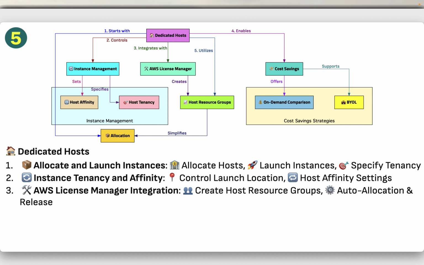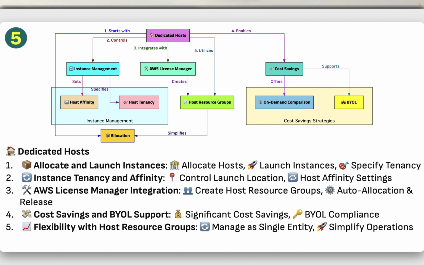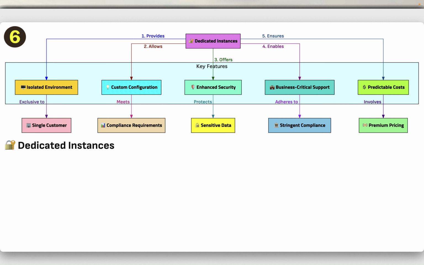So you can use AWS License Manager to create host resource groups for easier management of your dedicated host, which allows for auto allocation and auto release, simplifying the launch process. You can leverage dedicated host for significant cost savings compared to on-demand instances. You can bring your own license for greater cost efficiency and compliance with software licenses. Host resource groups offer flexibility in managing dedicated host as a single entity, simplifying operations like allocation, launch, and release of instances. And then we have dedicated instances, the last one.